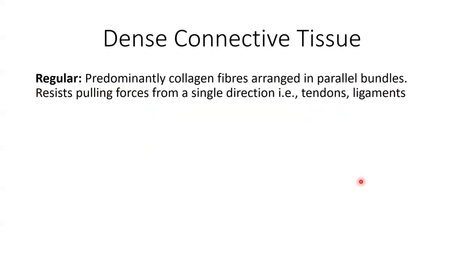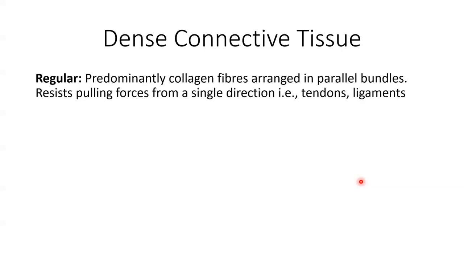So our regular dense connective tissue is made up predominantly of the collagen fibres, the nice thick strong fibres arranged in those parallel bundles, and it resists pulling forces from a single direction. So the two best examples of that are tendons and ligaments. When we go into the labs this semester, or if you've ever looked at a cadaver or an image of a tendon or a ligament, you will see there are very fine lines running in one direction, and that means it's really strong in that one direction.